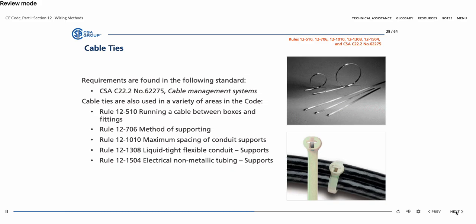Note to Rule 12-510, CSA C22.2 number 62275 is the standard that describes the requirement for cable ties. Also, note that cable ties are allowed to support flexible conduit and flexible tubing.